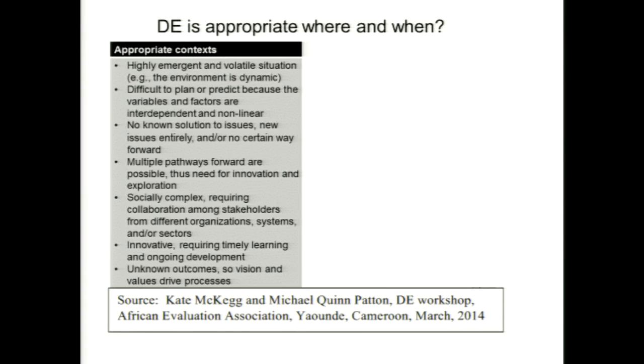Okay, so developmental evaluation is appropriate when the processes are highly emergent and volatile, the environment is dynamic, and it's difficult to plan or predict because the process is non-linear. There are often no known solutions to the issues, in part because they're complicated. Multiple pathways forward are possible, so you want to use evaluation to decide which pathway to use to go forward. It's socially complex, requiring collaboration, sometimes among different stakeholders in different sectors.